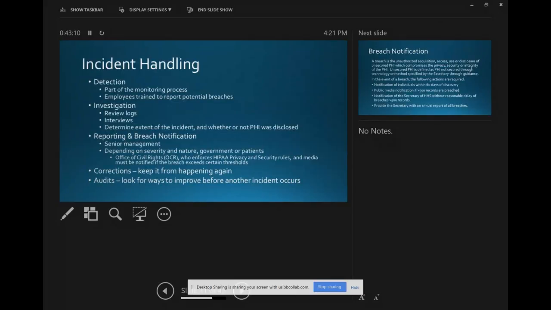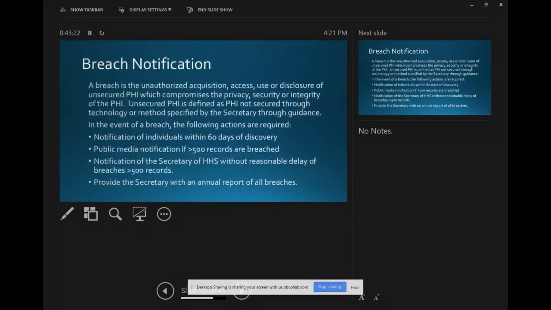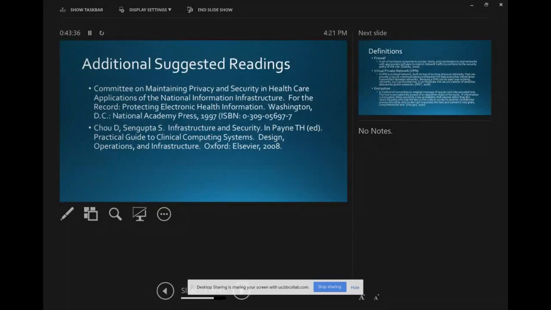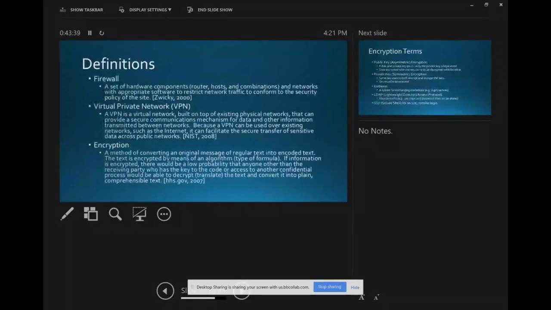So you try to characterize the type of incident and then deal with it. You detect it, you investigate it, you report it, try to correct it, and keep it ready for audits, looking for ways to improve things before another incident occurs. We'll skip over breach notification. For those of you who are HIPAA aware, you may be aware that if you are the perpetrator of a HIPAA breach, there are some serious penalties. I don't look good in an orange suit. I never want to be the cause of a HIPAA breach.